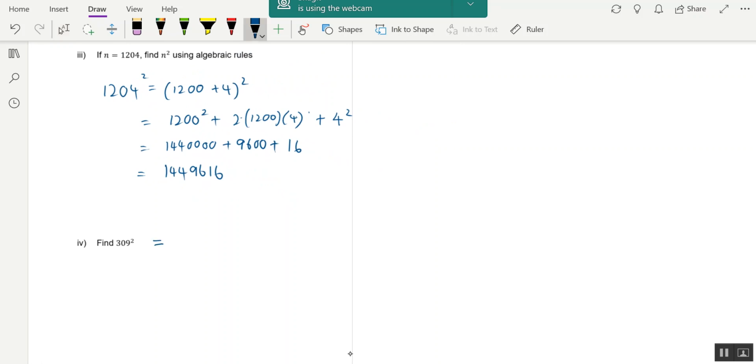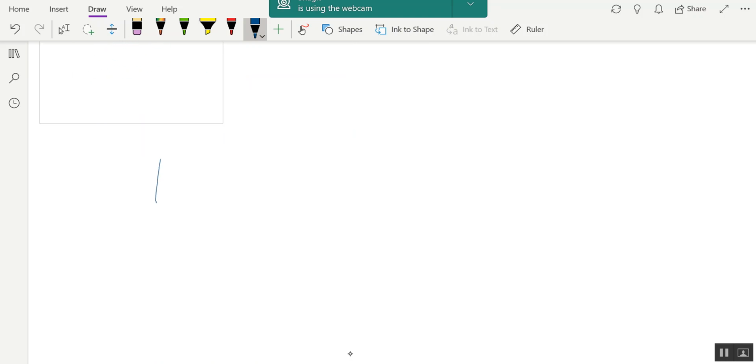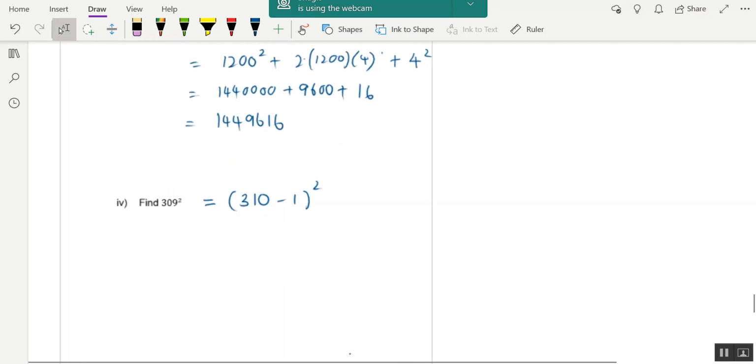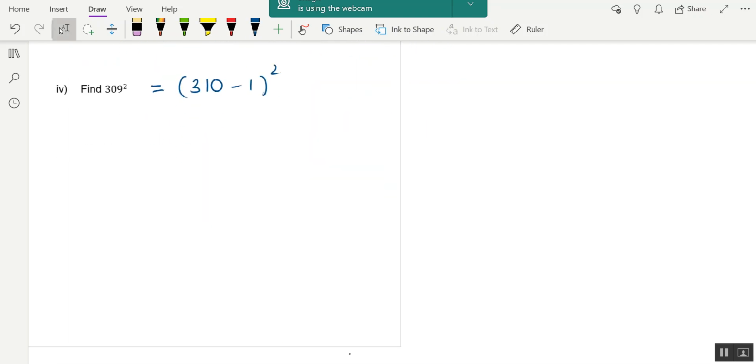So this guy would be equal to 310 minus 1 squared. Okay, now, in fact, we should not use 310 minus 1 squared for this because it's hard to find the square of 310 without using calculator. So we cannot use it. We should use 300 plus 9 squared. Okay? And this will be equal to a squared plus 2ab plus b squared.